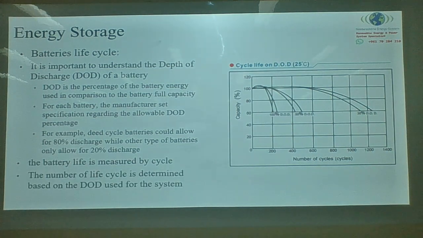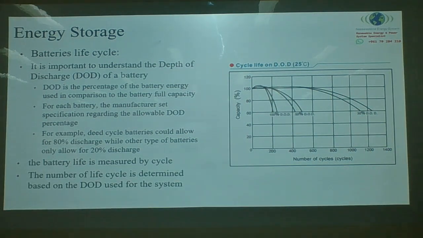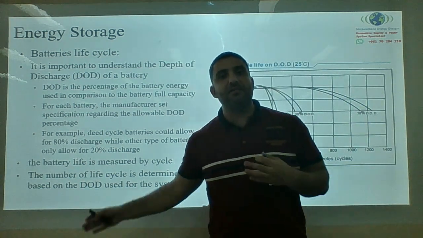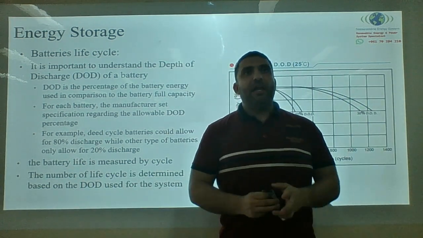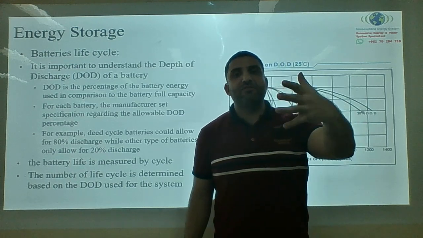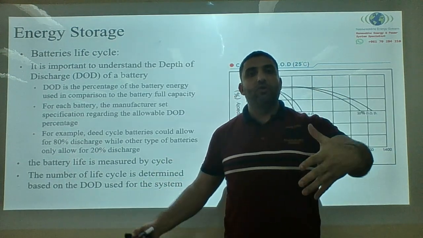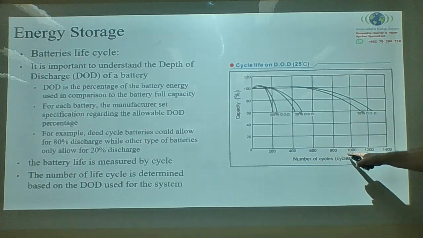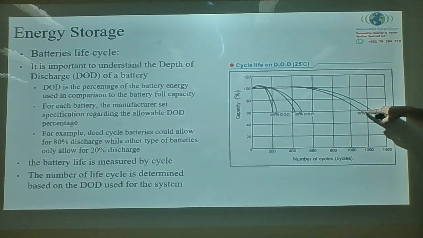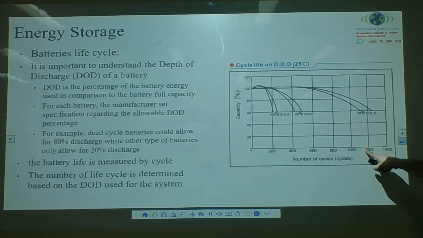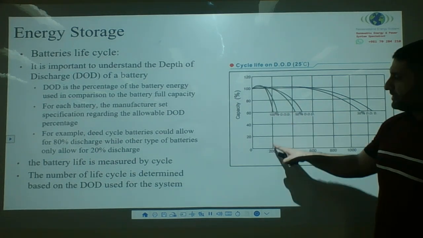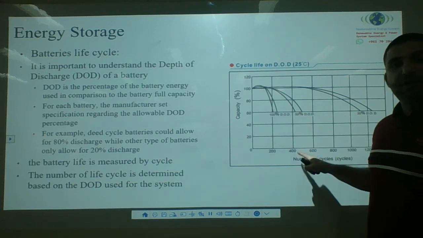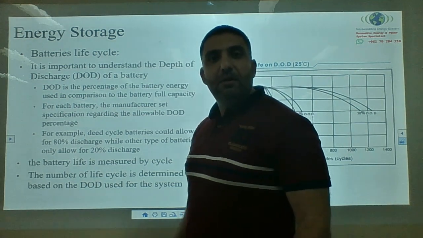The battery life is measured by life cycle. How many cycles can it last? For example, I have a battery that will last 5,000 cycles under 30% DOD, while another could last 2,000 cycles. Look, number of cycles, this one: under 30% DOD, 1,200 cycles. Under 100% DOD, 200 cycles. 50% DOD, 450 cycles.